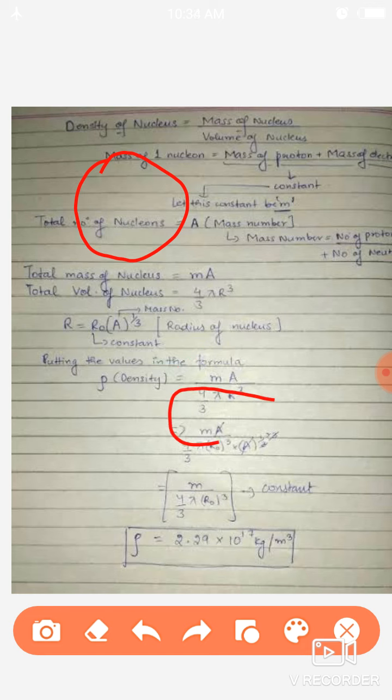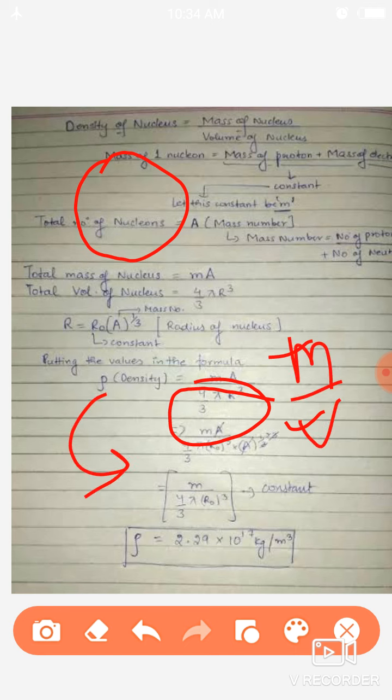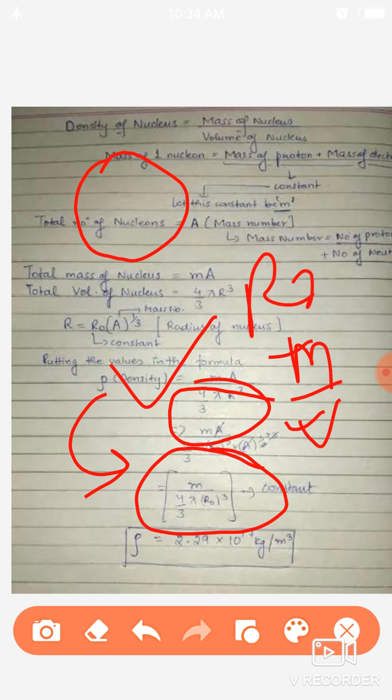By help of this we will have the total mass. On the other hand, this is the term which is equal to volume of nucleus. By dividing mass and volume, we get m upon 4 upon 3 pi r0 cube. m equals mass of nucleon. 4 pi and 3 are constants, r0 is constant.